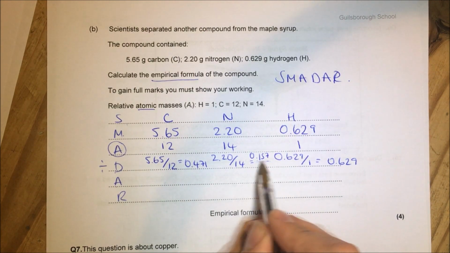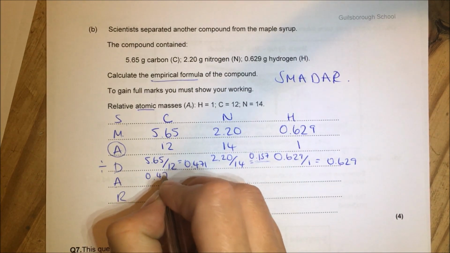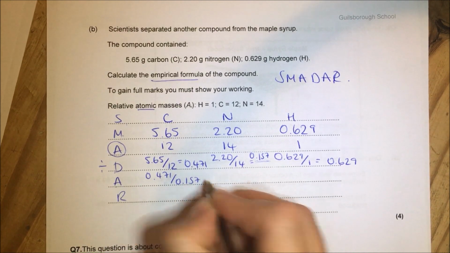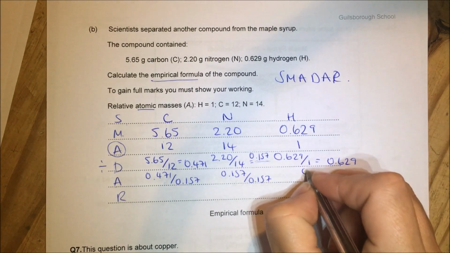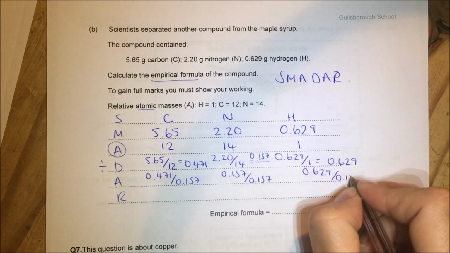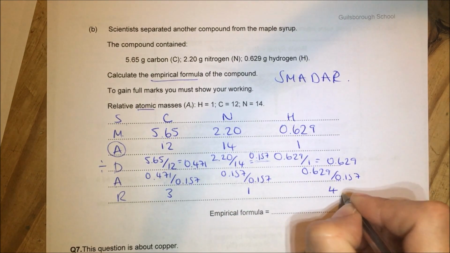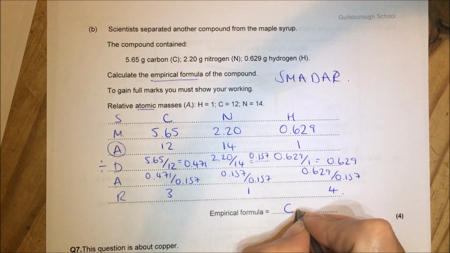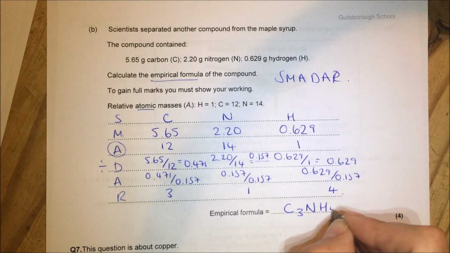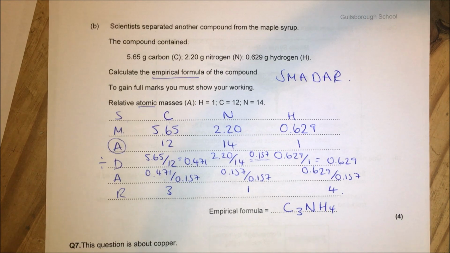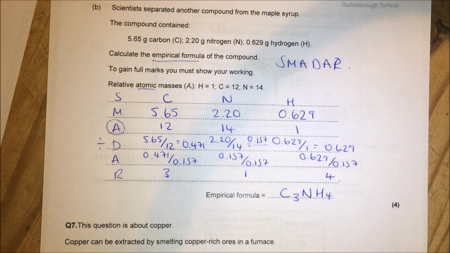The smallest number we've got here is 0.157. So all these numbers are going to be divided by that. So 0.471 divided by 0.157, 0.157 divided by 0.157, and 0.629 divided by 0.157. So that gives you as your ratios 3, 1 and 4. So your empirical formula is carbon 3, N 1, we don't write the 1, and H 4. Funny looking formula, but that is the ratio of atoms that we get in the empirical formula. So that's the correct answer there.